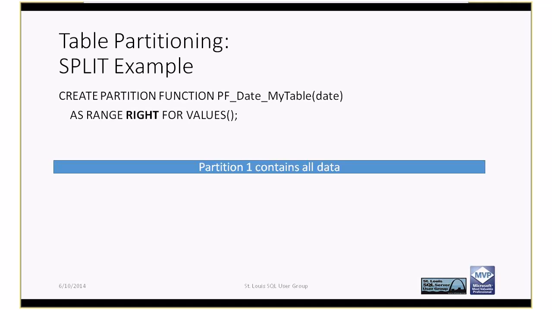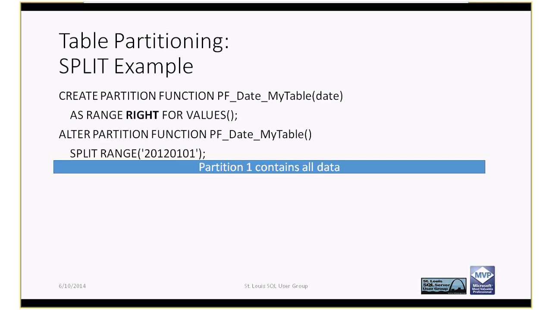In this case, I'll assume that there are underlying partition schemes that I haven't detailed on the slide. So we start by just creating a partition function. I don't have any boundaries specified, so it's a single partition that contains all the data. Then if I split that partition, specifying the date as January 1st, 2012, first thing it'll do is split that existing partition into two, to accommodate that date boundary.